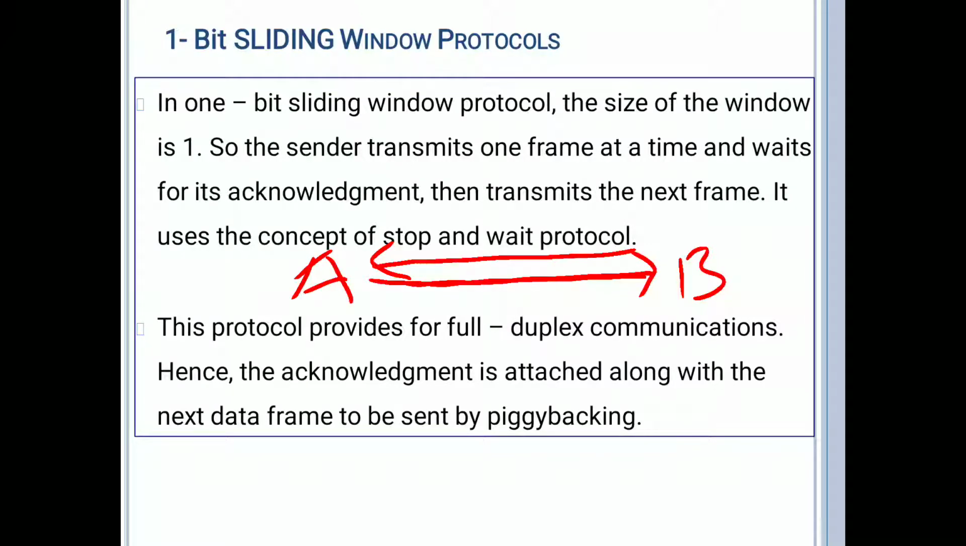In the previous cases, A wants to send data to B, and in that only frames are sent. But here, along with the frame, we are appending the acknowledgement also. That acknowledgement is nothing but requesting the next frame of data from the other side.